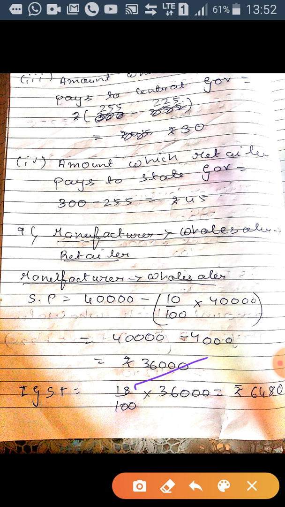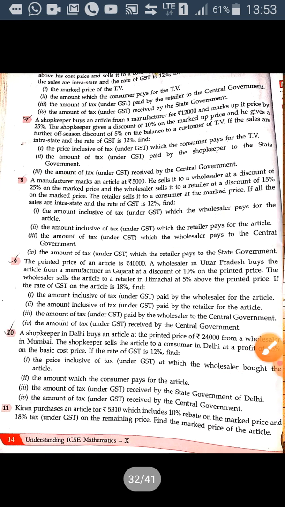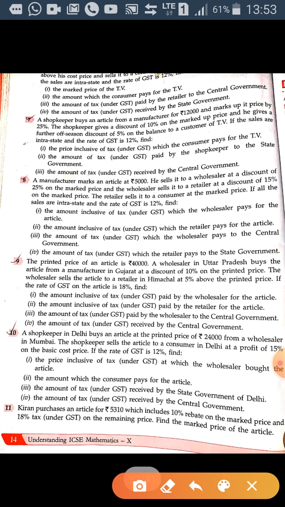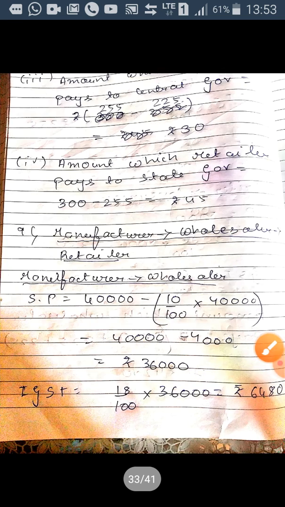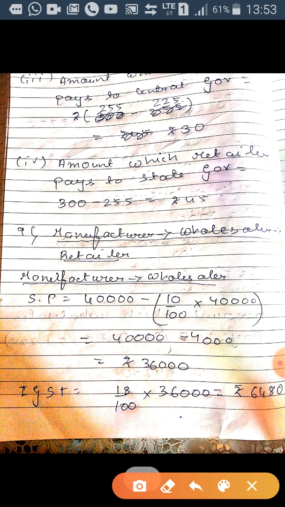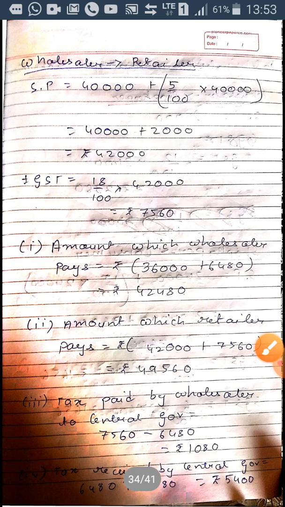So now we will charge IGST, which is 18%. Here we won't divide it into two halves and do 9% and 9%, because it is an interstate transaction we are talking about. So it is straight away 18 by 100 into 36,000, which is 6480. Now we move on to the next level of transaction, which is wholesaler to retailer.